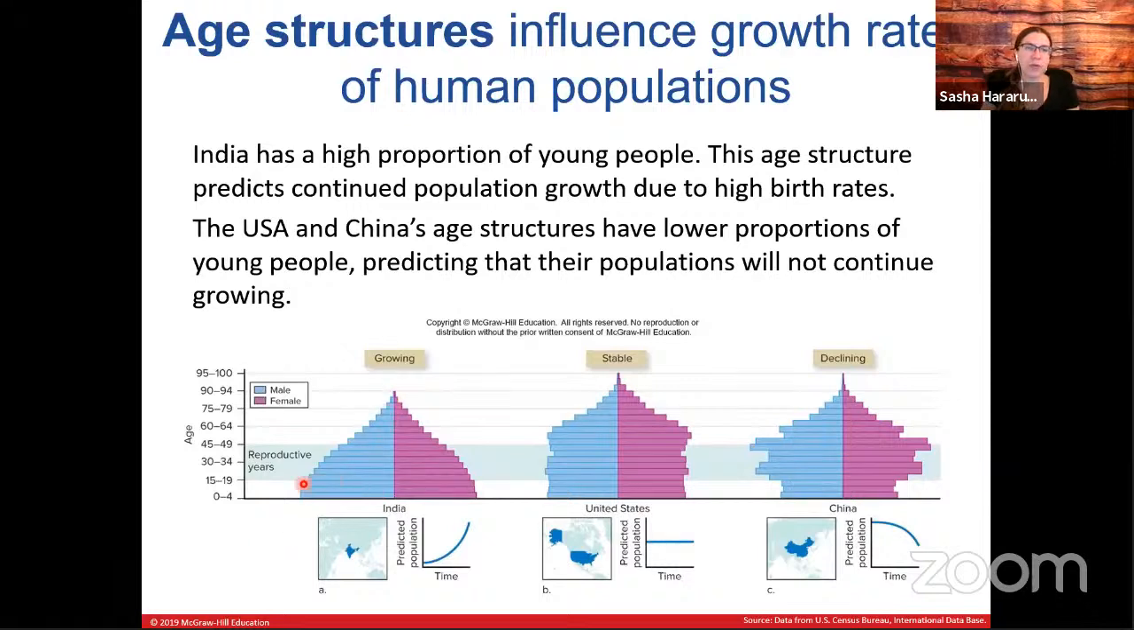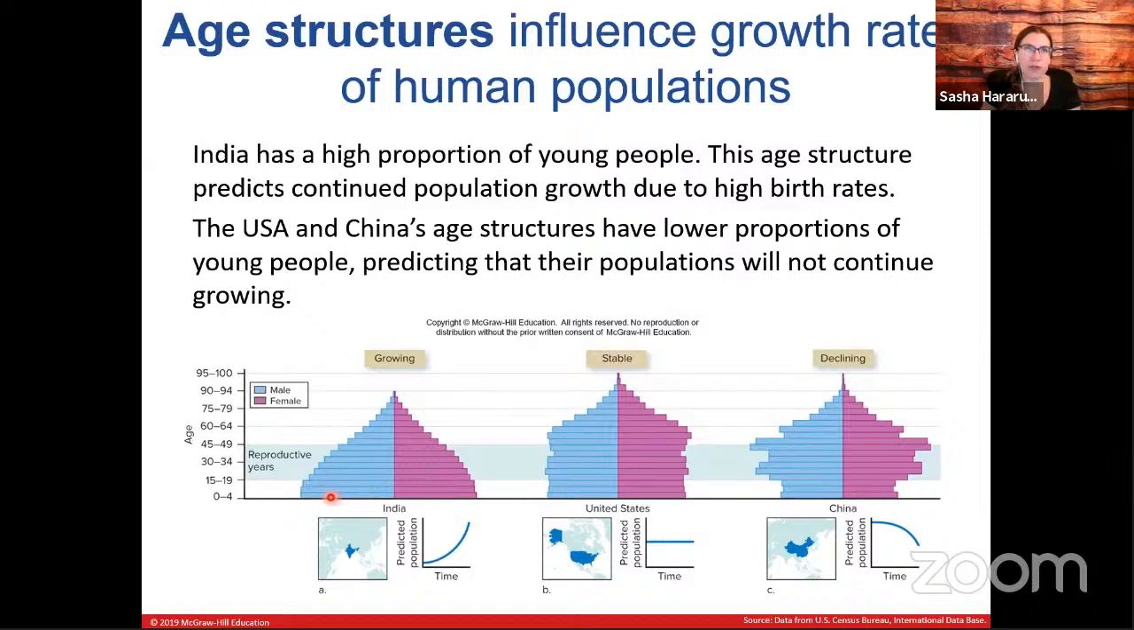Now, in India, most of the population is young. The reproductive years are considered to be between 15 and 50. So lots of individuals are young, and let's say 20 years from now, these individuals, males and females, all of them will enter the reproductive years and make even more babies. That is because there are lots of children in India.